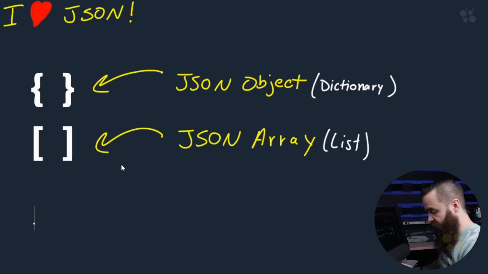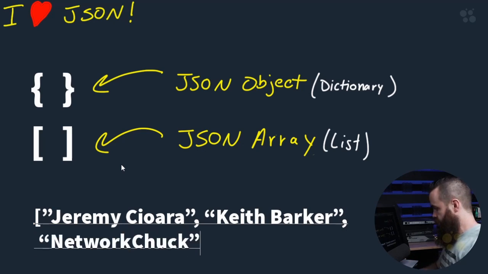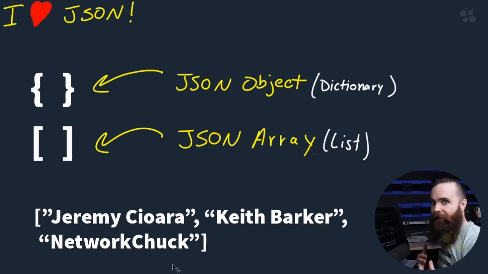So you may recall that an example of a list would be a list of strings, so maybe a list of trainers at CBT Nuggets. It might be Jeremy Cioara, close that string out, separate it with a comma, Keith Barker, comma, Network Chuck. Close it out with a bracket, that's my list. Or, sorry, that's my array.